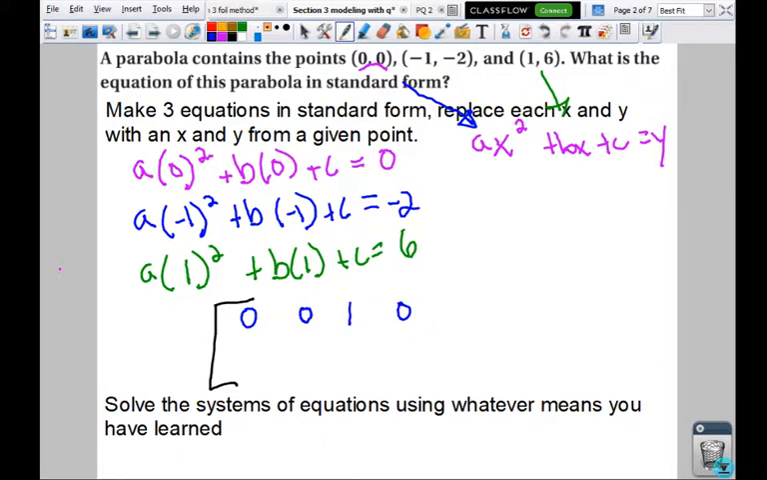And I'm going to keep going. For my second row, I'm not going to plug in just -1. I'm going to go -1 squared, which is +1. The next number is just -1. Another 1 for C, and then -2. And then my last row, I'm going 1 squared, which is 1. Just regular 1. Third 1, and then 6.